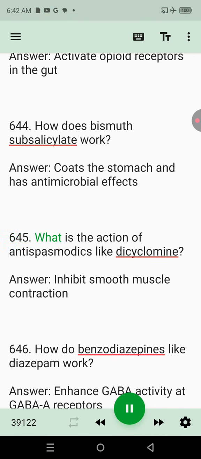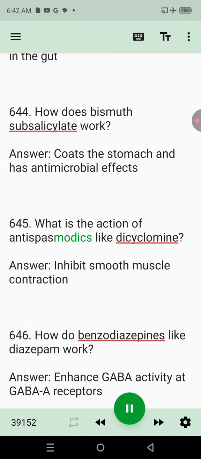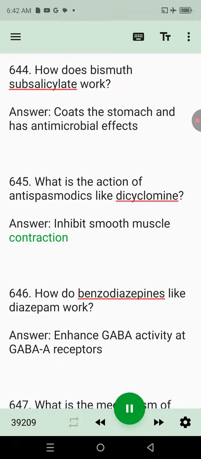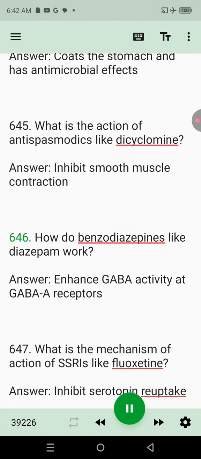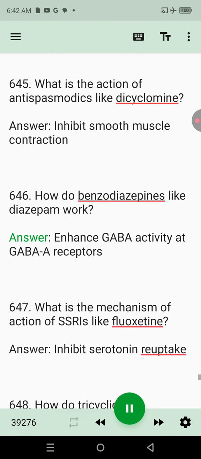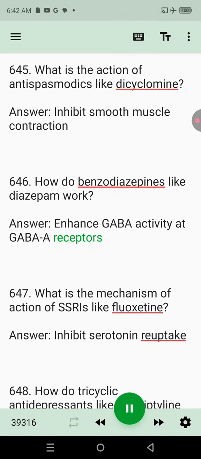645. What is the action of antispasmodics like dicyclomine? Answer. Inhibit smooth muscle contraction. 646. How do benzodiazepines like diazepam work? Answer. Enhance GABA activity at GABA-A receptors.